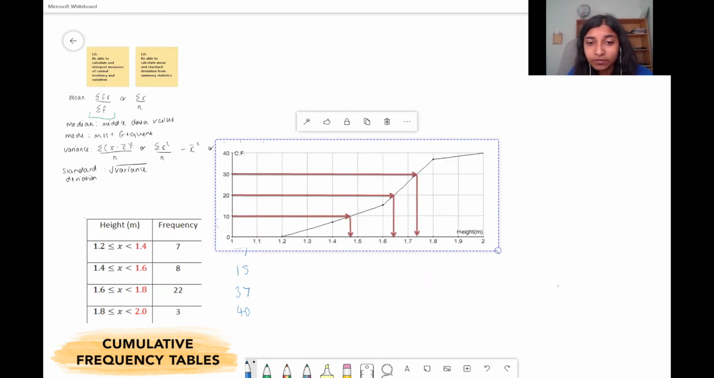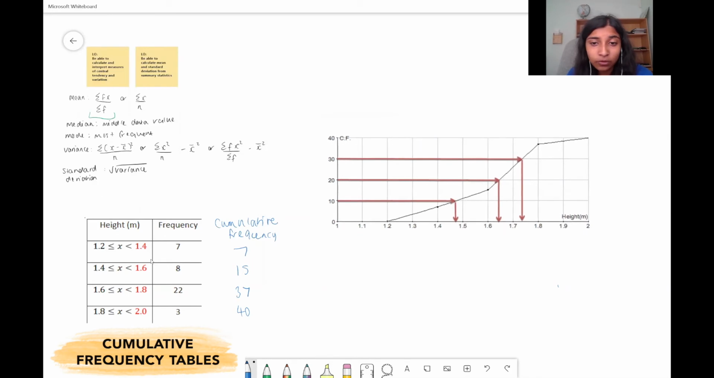So to plot that, you start by plotting your lowest value here, that would be 0, and up to 1.4. So you plot 1.4 and your value 7, then you plot 1.6 to the value 8, and so on. So your red numbers is what you plot corresponding to your cumulative frequency. So for 1.4 we had 7, then for 1.6 we have 15, and so on.